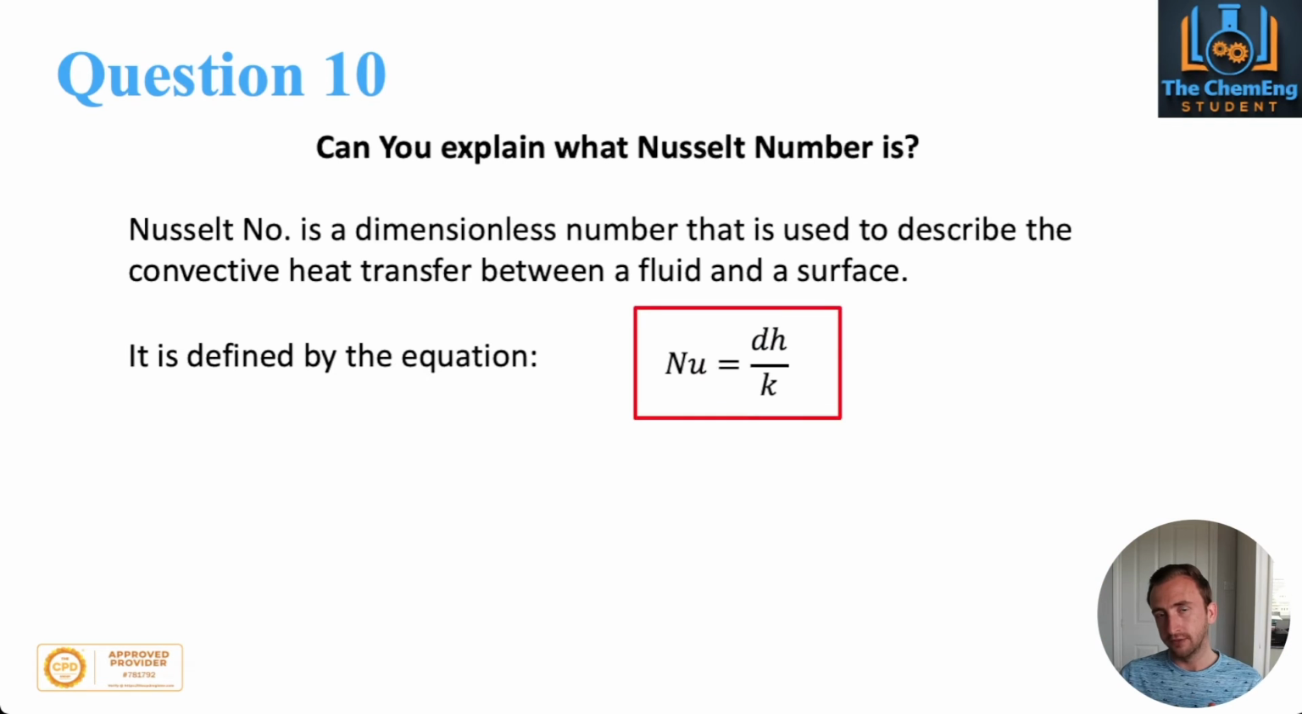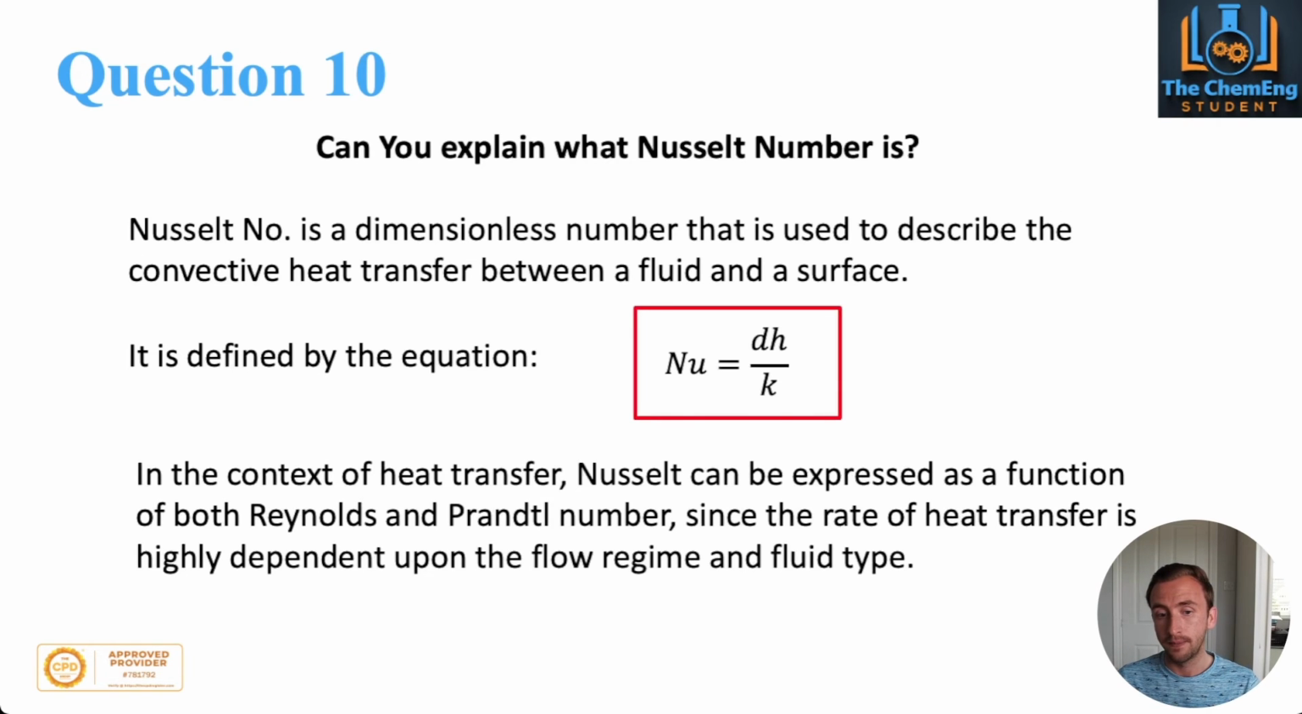Now, there are subtle variations in the equation, but generally speaking, Nu is equal to hD over k. So what you're basically saying here is you have the heat transfer coefficient, the thermal conductivity, and the thickness of the material as well. And that will allow you to determine Nusselt number.